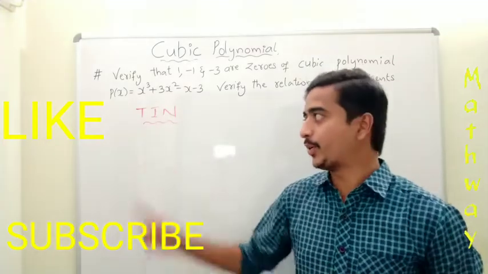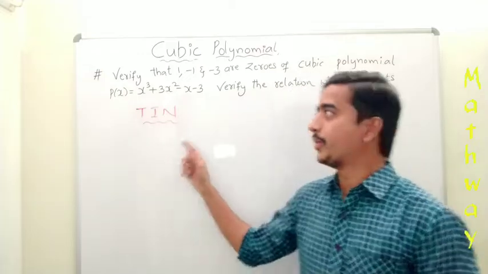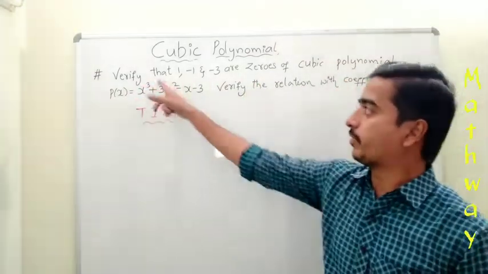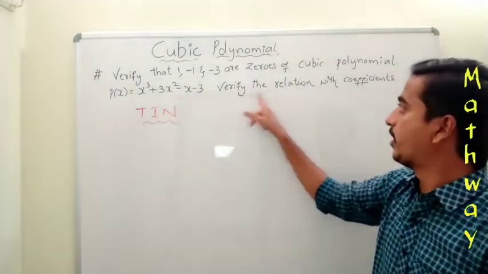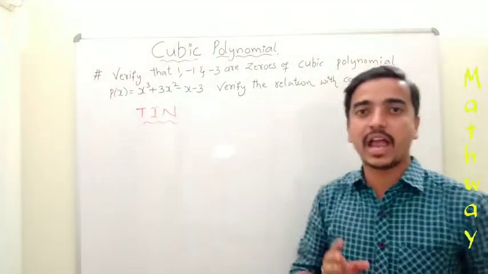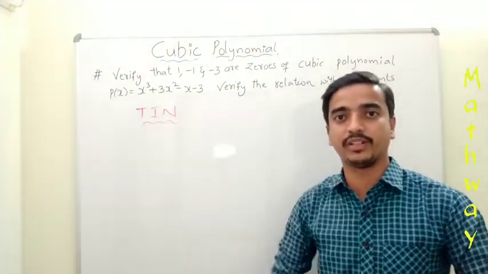Now it's time to try. Try it now. So try this problem here. Verify whether these are the zeros of the given polynomial or not. After that, verify the relation with the coefficients, the same as we have done in the previous one.